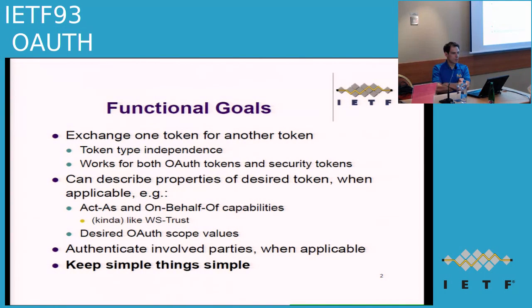We also want to be able to describe, from the requester's point of view, properties of the desired token, like request certain properties of what's going to be returned back to you when it's appropriate. It's not always appropriate. Sometimes it's totally server policy or whatever. Some examples of that are these act-as and on-behalf-of capabilities, ways to express delegation, kind of like WS-Trust, and a way to say what scope values you're asking for. You want to authenticate the involved parties when it's applicable. It's not always applicable. And I think a goal that we all share is to keep the simple thing simple.